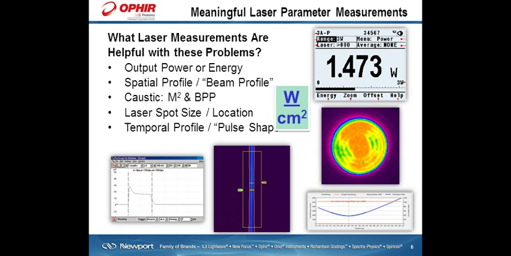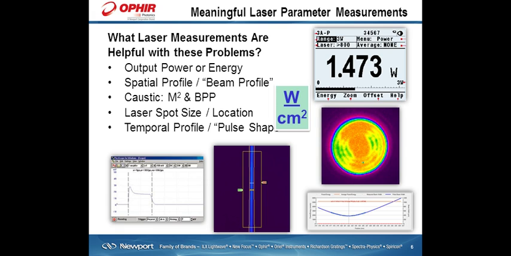There are also caustic measurements, so measurement of the M squared or the beam parameter product. In general, this measurement is going to give you an overall quality measurement of not only your laser source, but your laser system as well. It basically tells you how focusable your beam is to the material being processed, but it is an overall laser quality measurement.